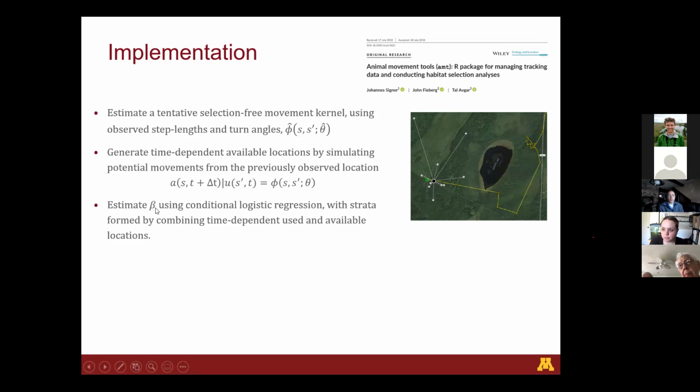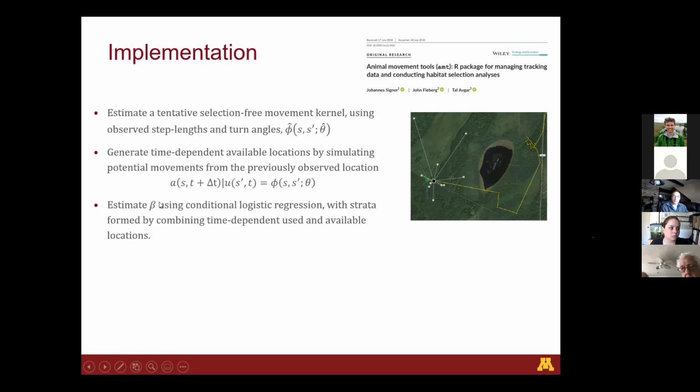And then we can estimate the parameters in our step selection function using conditional logistic regression that recognizes now that we've got matched locations. So each used location is now matched with a set of available locations that are specific to that time point. So again, this requires some steps. We've developed software to make this easy for the user. Animal Movement Tools is a package that we've put together, led by Johanna Signer again, that facilitates this and makes it quite simple.